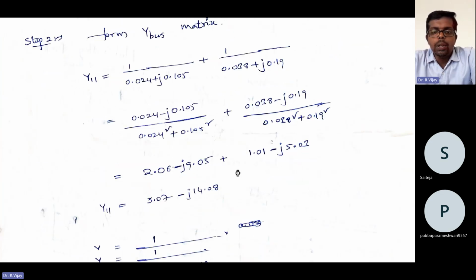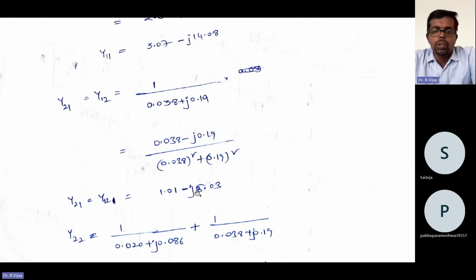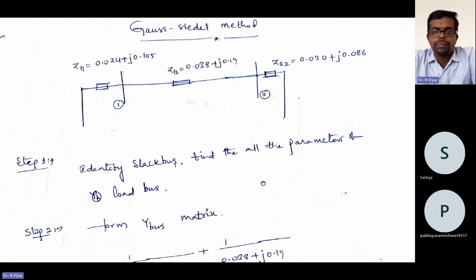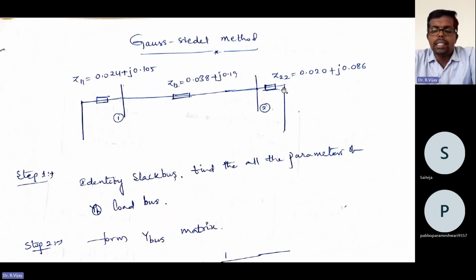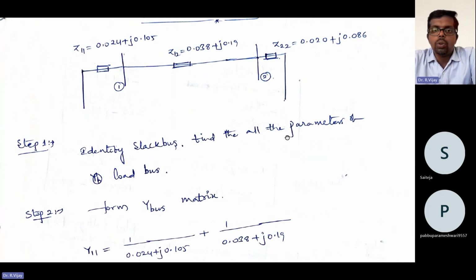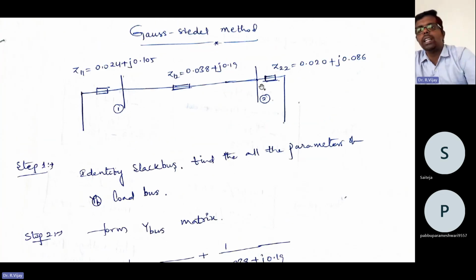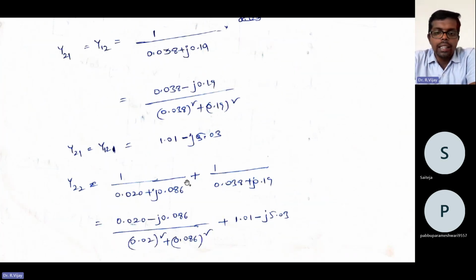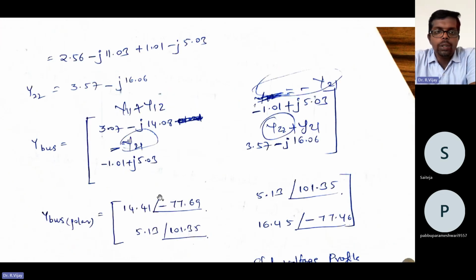Just simplify it and you'll get the answer as 1.01 minus j into 5.03. Directly by scientific calculator, you can get this. Next Y22. Y22 is the combination of both, Z12 plus Z2. So Y22 is nothing but 1 divided by Z12 plus 1 divided by Z2. Take your scientific calculator, calculate it, and you can get the Y22 value as 3.57 minus j into 16.06.